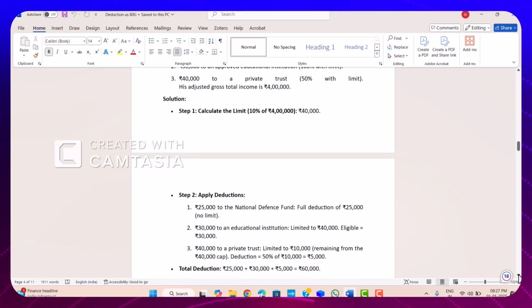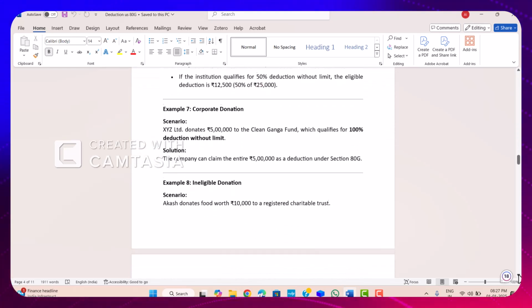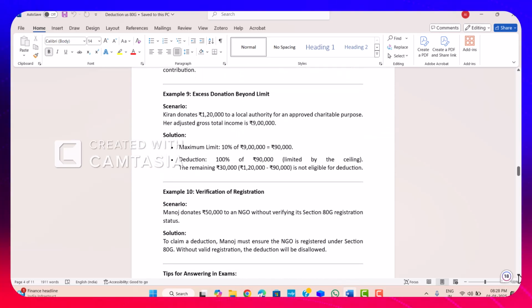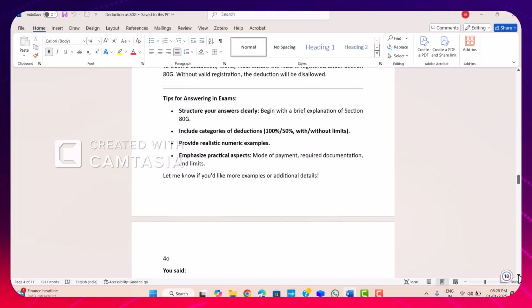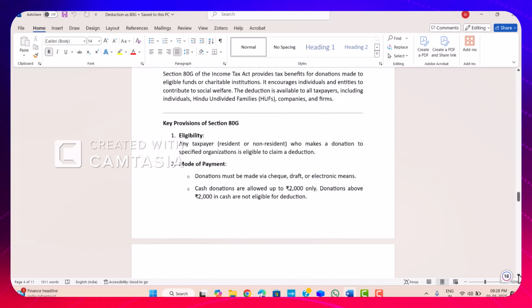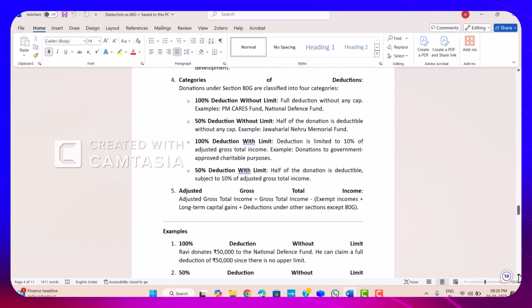What I can do. Okay. See. 1 second. Let me check it. Is there any 15 marks problem? Categories they have been given.